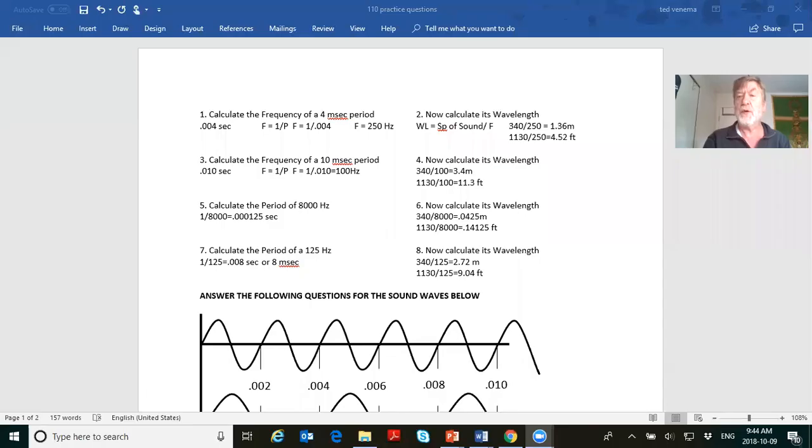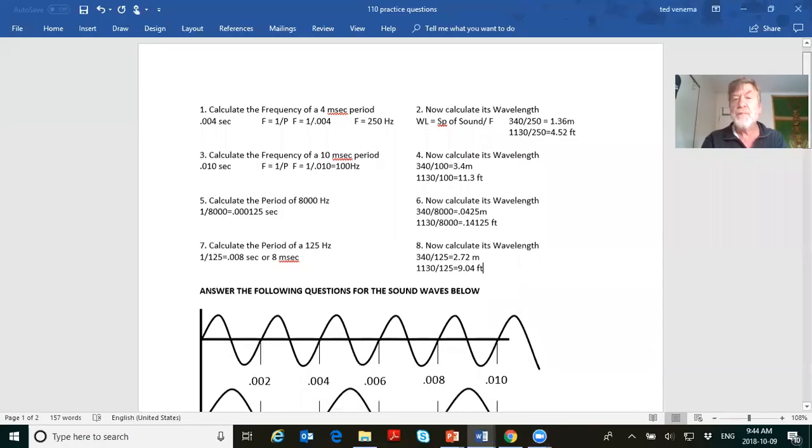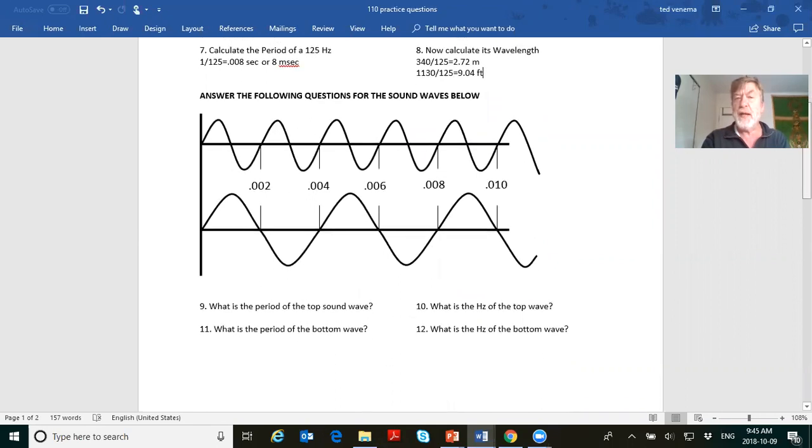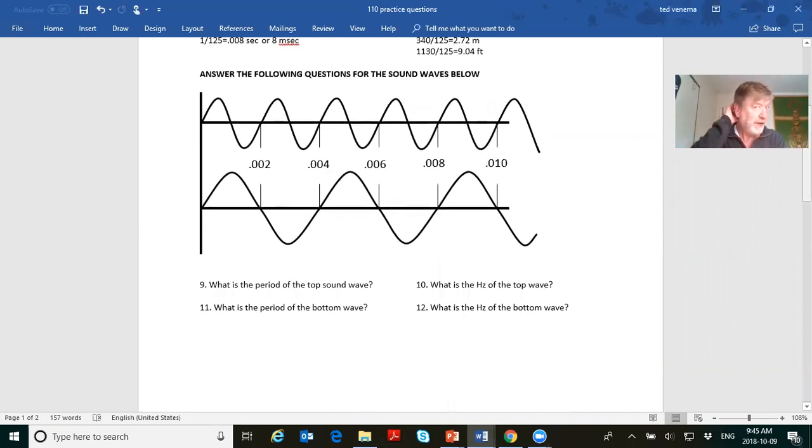Share a screen. Let's look at our practice question again. Here we go. Work our way down the page. Now we're going to look at this from another angle. Look at the following questions for the sound waves below. You'll see a top one here and a bottom one over here. Question number 9 is asking, what's the period of the top sound wave?